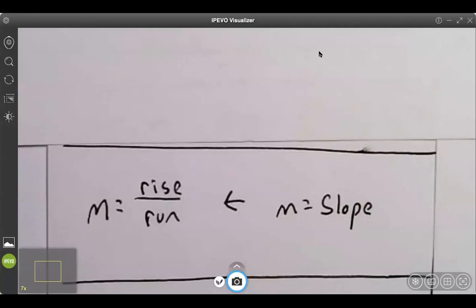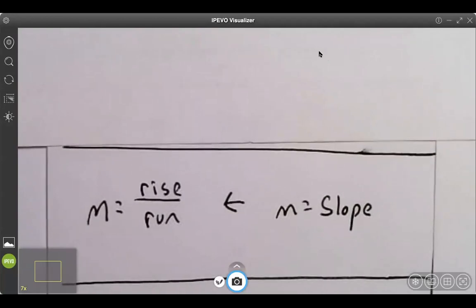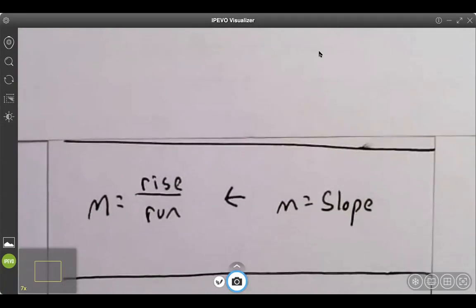I've decided to teach about slope without graphs first, and then we'll go to graphs later. So the first thing we need to know is that the variable m is used as slope. For instance, here's my equation. It says m equals rise over run. M means slope. So slope equals rise over run. Rise is how far you go up or down, and run is how far you go left or right. Just remember, you rise up or down, and you run left or right. You can't run up or down, and you can't rise left or right. Rise is up or down, run is left or right.